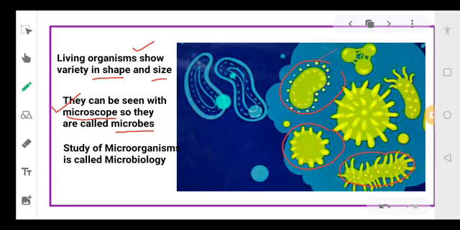And when we study about them, there is a specific science which basically studies the microorganisms, and that science is called microbiology. What do we call that science? Microbiology. And such scientists are called microbiologists. What do we call them, dear students? Microbiologists. So when we study about microbes, we are basically dealing with this branch of science called microbiology, and such scientists are called microbiologists.